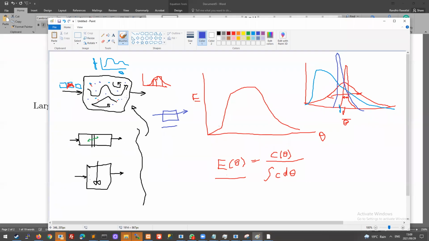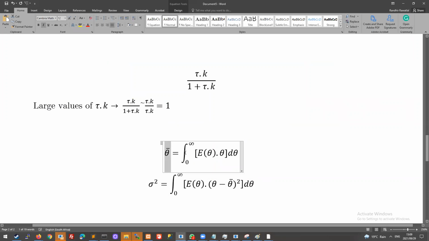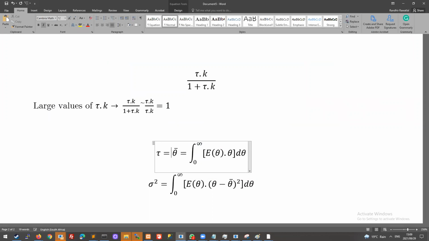So space time, as we loosely explained, gave us some measure of how long things were spending in the reactor, and now we have a precise way to evaluate it, right? And it's shown in the notes for different types of reactors. We can show that space-time tau is equal to the average age, and the average age is obtained in this way. So this is a very statistical way to get an average.